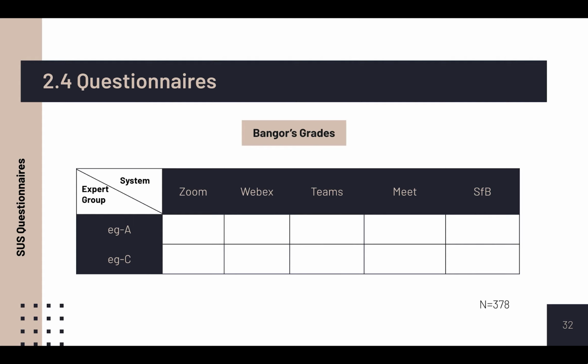Zoom's grade is B- based on expert group A, which is translated to good, and A based on expert group C, which is translated to excellent. Cisco WebEx has a C+ grade, which is considered okay. Microsoft Teams gets a B, which is good. Google Meet gets B+, which is also good. And Skype for Business gets D, which is significantly below the benchmark and needs changes to be considered usable.